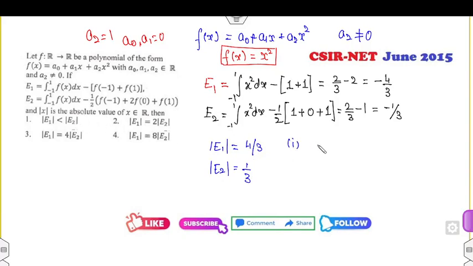First option is E1 less than E2. That is not true. 4 over 3 is not less than 1 over 3. E1 is equal to twice of E2? Wrong. E1 is 4 times of E2. Yes. E1 is 8 times of E2 is wrong. C is my correct answer of this problem.